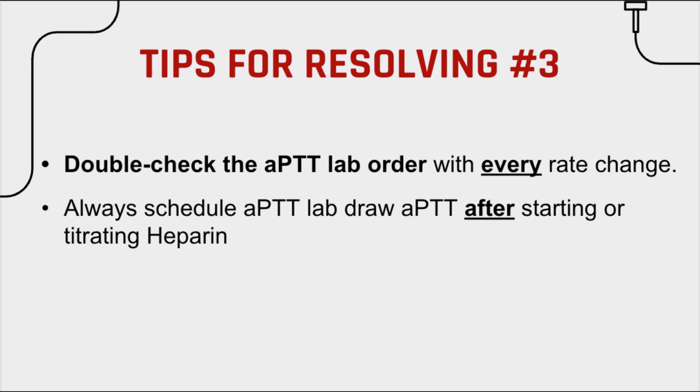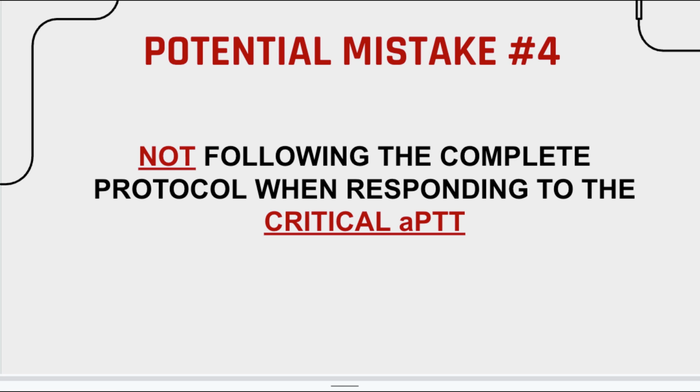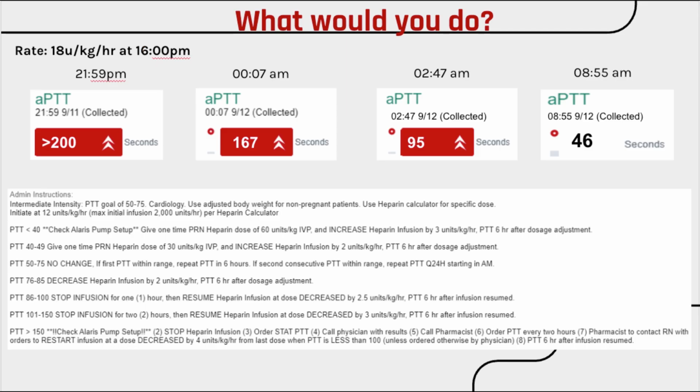The last potential mistake is not following the complete protocol when responding to the critical aPTT. In this example, the initial rate was started at 1600, starting with 18 units. Take a look at the PTT timeline and the instructions attached to the order. What would you do?